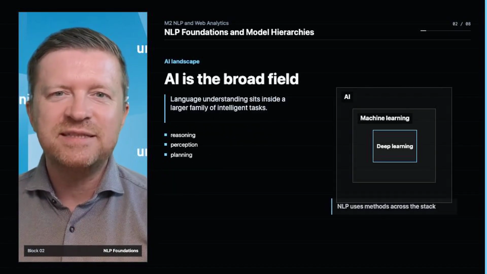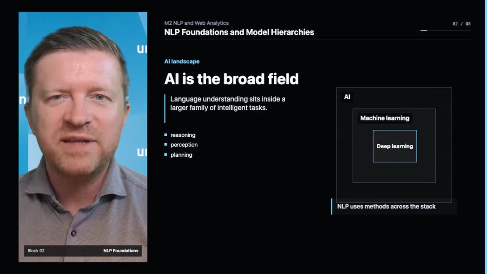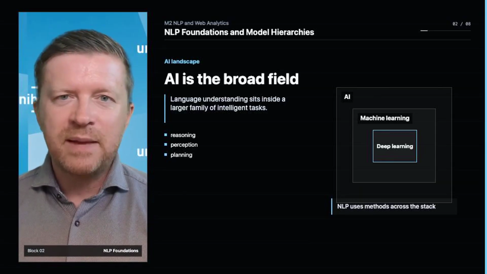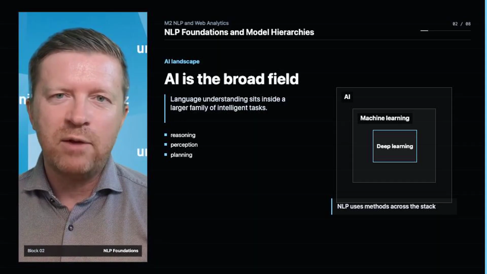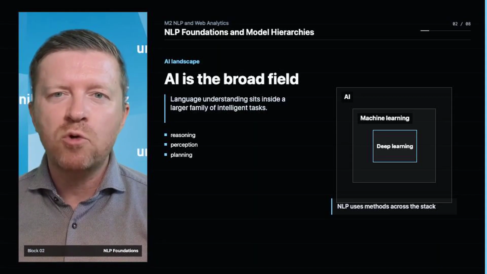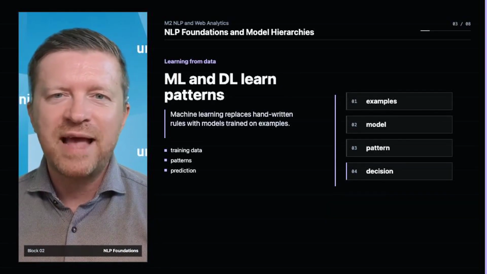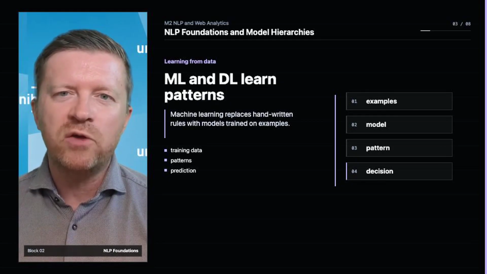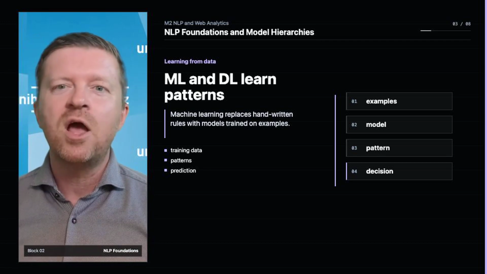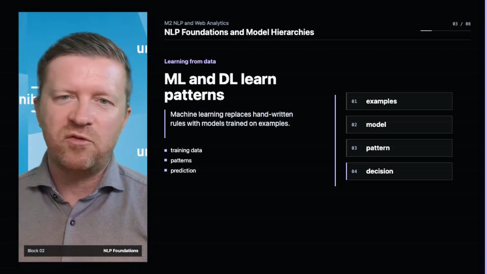Artificial intelligence is the broadest category. It refers to systems that attempt to perform tasks associated with human intelligence. That is reasoning, perception, decision-making, planning, and language understanding. Machine learning is a subset of AI. Instead of programming every rule by hand, we train models to learn patterns from data. For example, in fraud detection, a model might learn from historical transactions which combinations of signals are associated with suspicious behavior. Deep learning is a subset of machine learning.